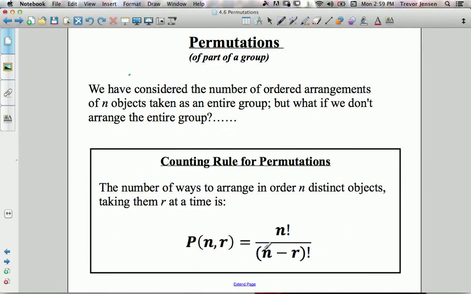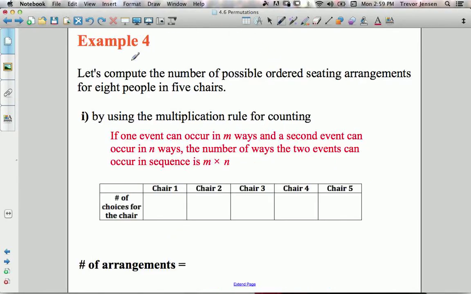I'm not going to fully explain this formula yet. I want to do a problem with you using the multiplication rule for counting, and then explain to you why this formula works. So the number of ways to arrange in order n distinct objects taking them r at a time. Here's our formula, and I'll get to that in a minute. But first, let's look at this problem.